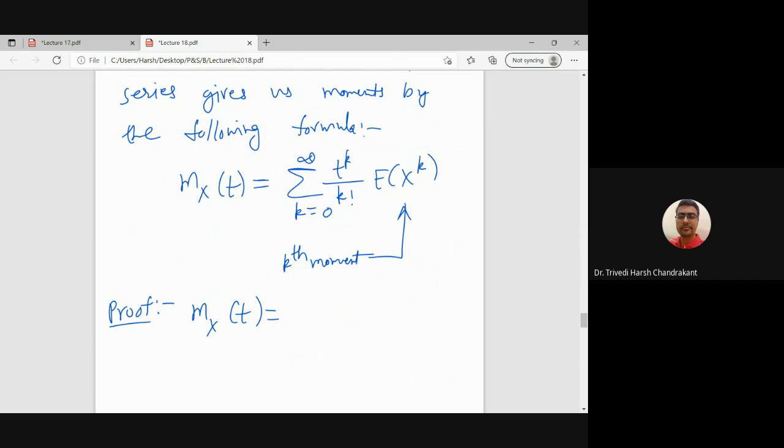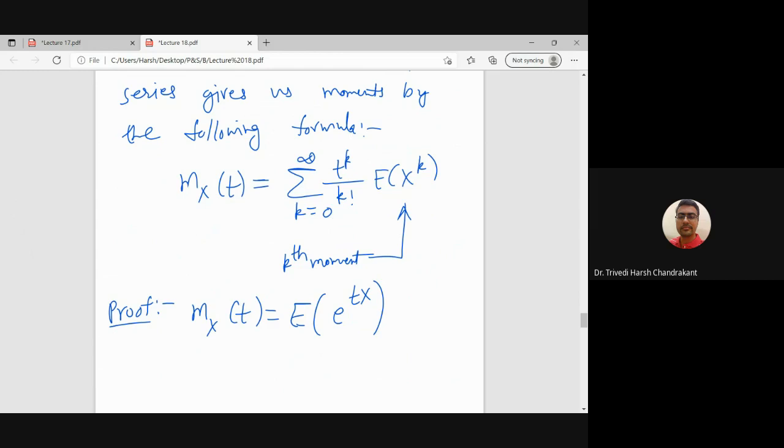That is the expectation of the random variable e^(tX). Now e^(tX) is the function g(x), and that function is e^(tx), so it has a power series expansion in terms of the power tx.